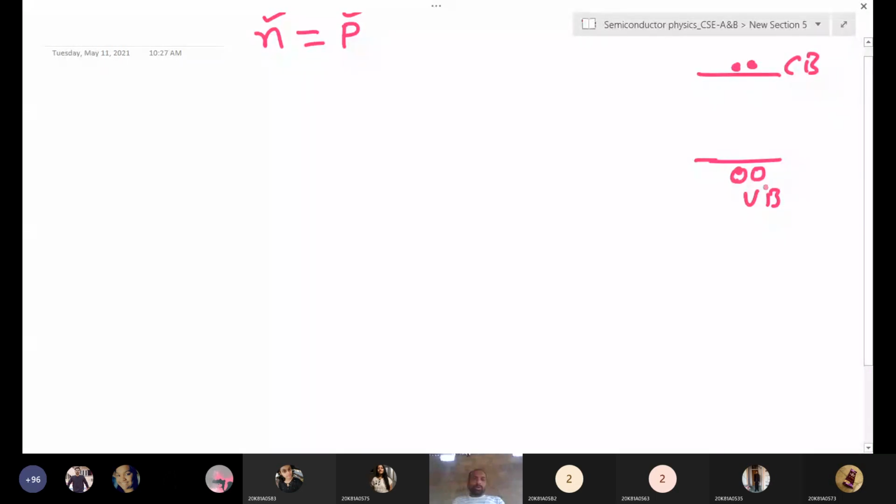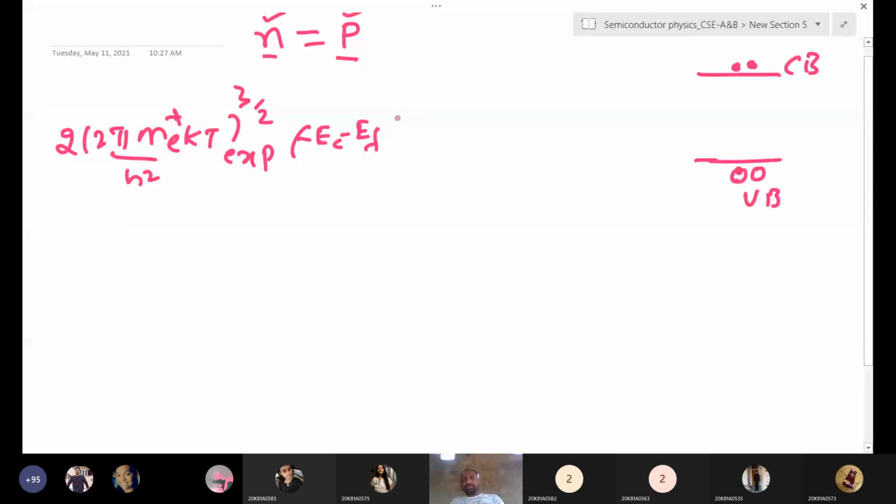We know, right? 2 into (2 pi me star kT) to the power of 3 by 2, here h square is there, exponential of minus (Ec minus Ef) by kT, and the hole density is equal to 2 into (2 pi mh kT) divided by h square, whole power 3 by 2, exponential of minus (Ef minus Ev) by kT, right? This is the electron density equal to the hole density.